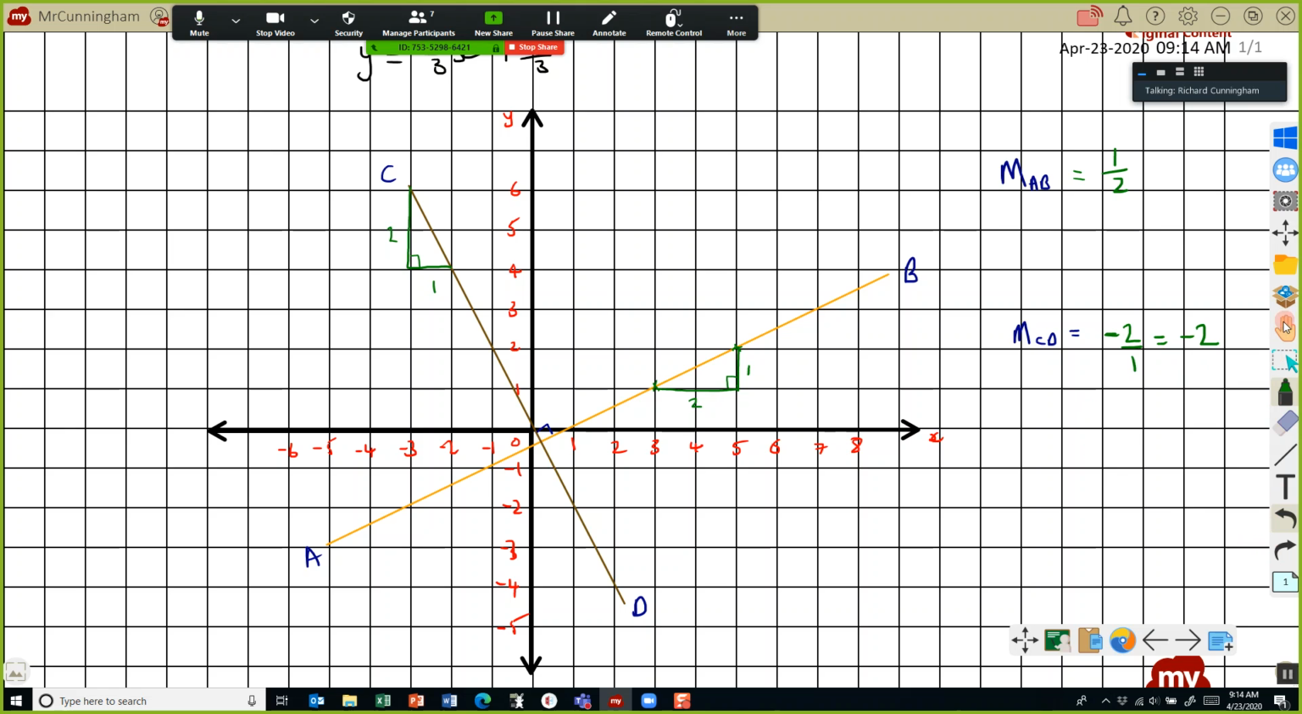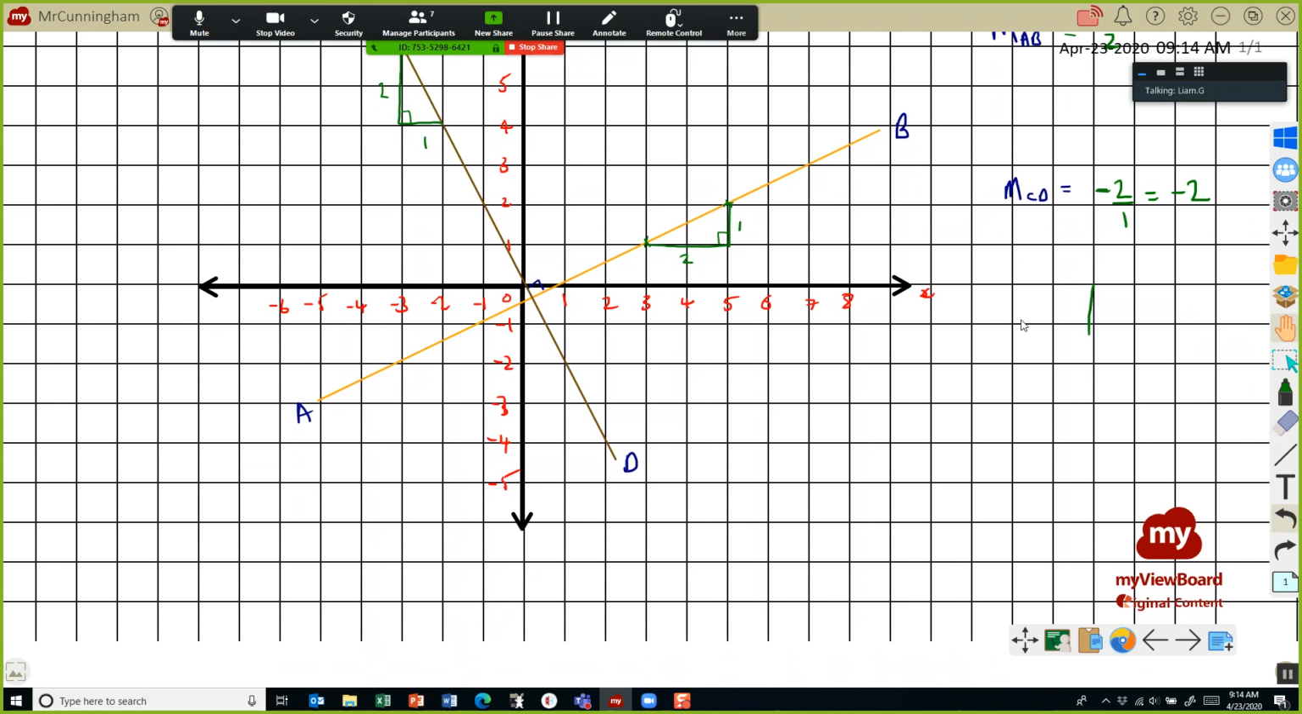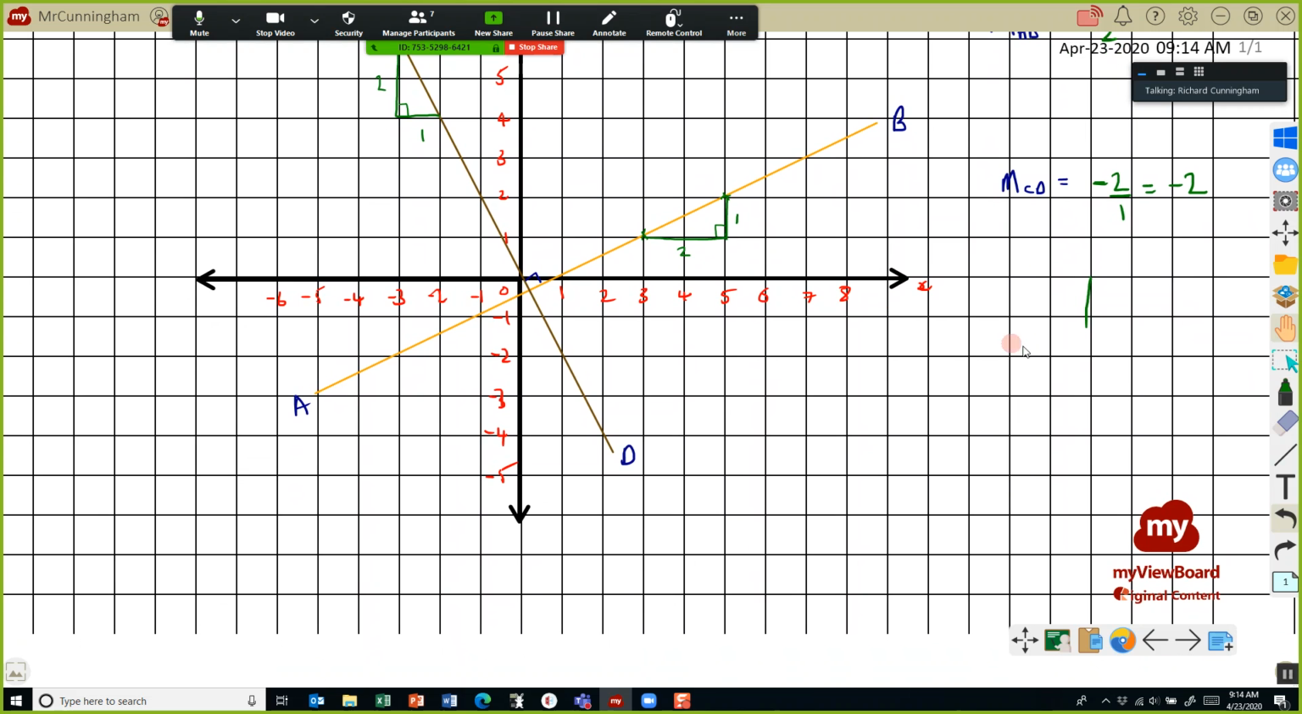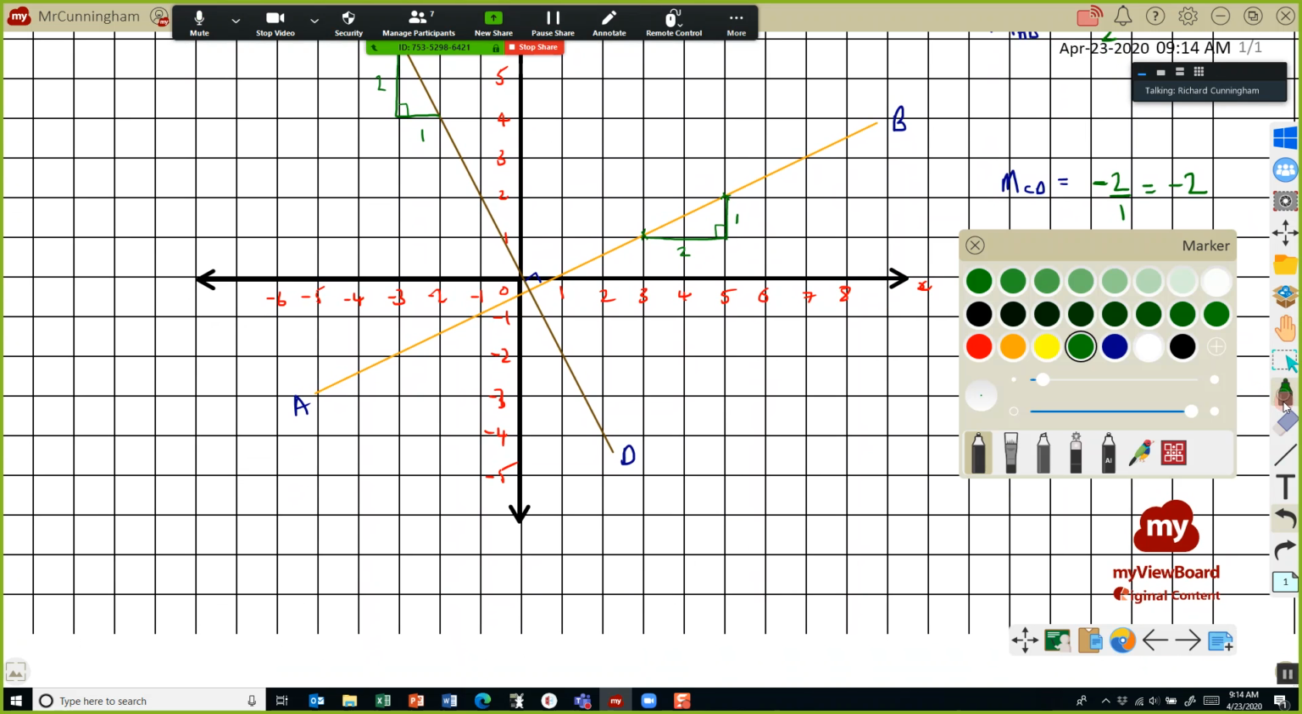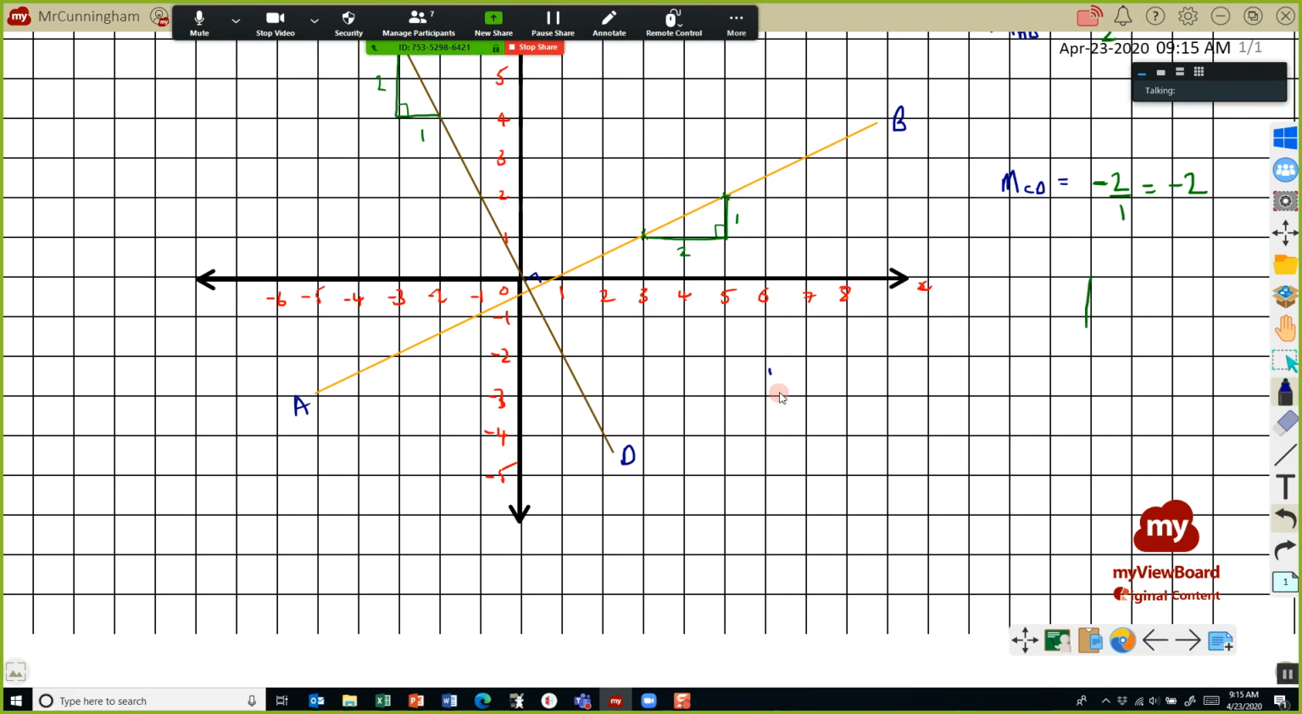Is that okay with everyone? So what do we notice about the gradients of 2 lines that are perpendicular? They're the same, but what? Okay, one's negative, one's positive. That's important. And the fraction is flipped. Right, good.